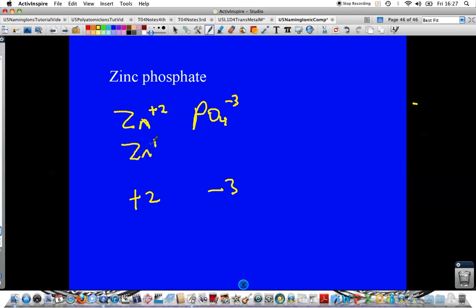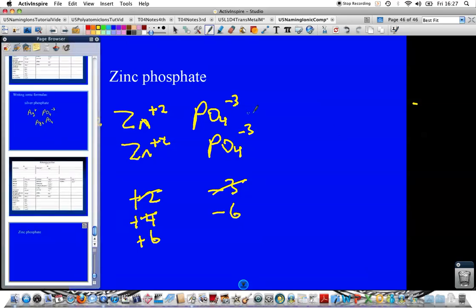So that gives me another +2. So that gives me +4. Now I have too much positive charge and not enough negative charge, so I need another PO4. Gives me another -3, so that gives me -6. And so I need another zinc. Gives me +2, so that gives me a +6. So now the charges balance. Okay, I get a +6 and a -6.